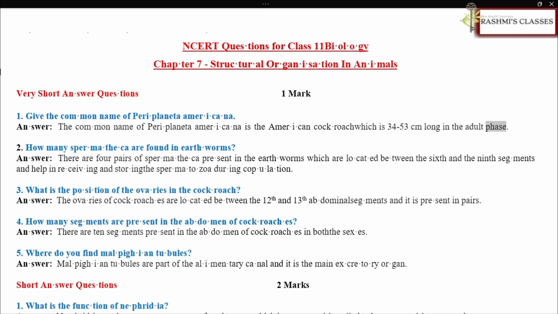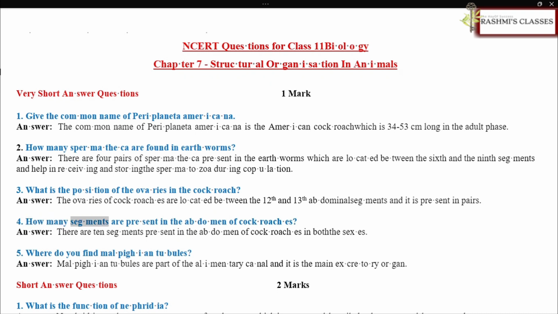How many spermatheca are found in earthworms? Answer. There are 4 pairs of spermatheca present in the earthworms, which are located between the 6th and the 9th segments and help in receiving and storing the spermatozoa during copulation. What is the position of the ovaries in the cockroach? Answer. The ovaries of cockroaches are located between the 12th and 13th abdominal segments, and it is present in pairs.